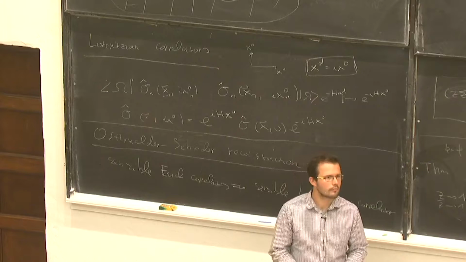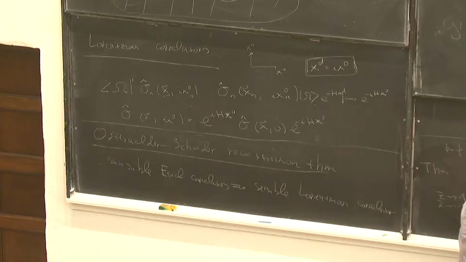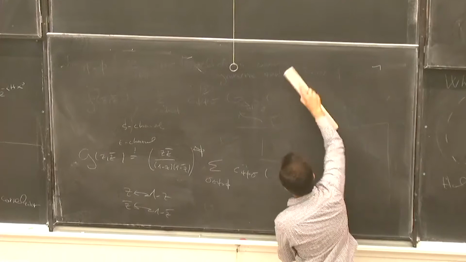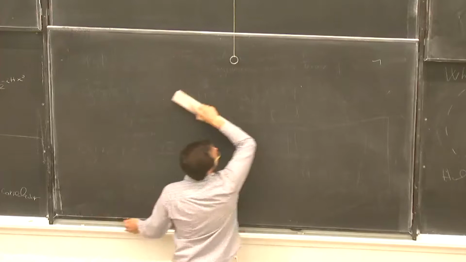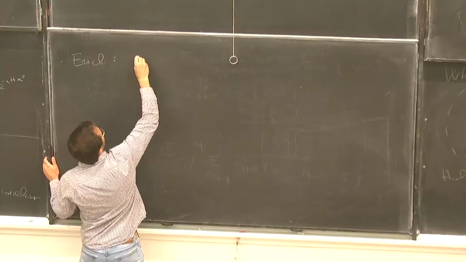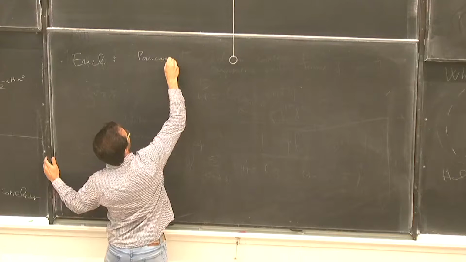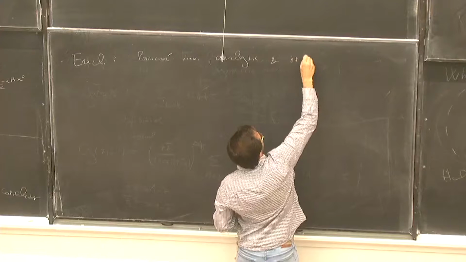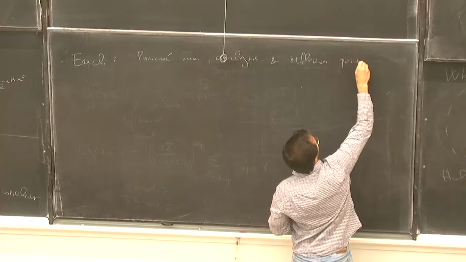Let me maybe write it. Euclidean correlators must be Poincaré invariant, or the Euclidean version of Poincaré, which I guess is the isometry group. Poincaré invariant, analytic, and reflection positive. You can read more about reflection positivity, for example, in David Simmons-Duffin's notes from TASI. There's a nice discussion on that.